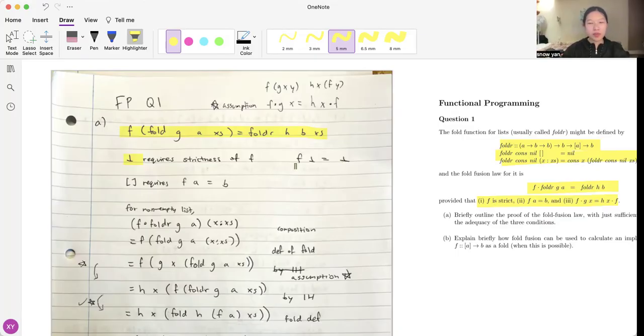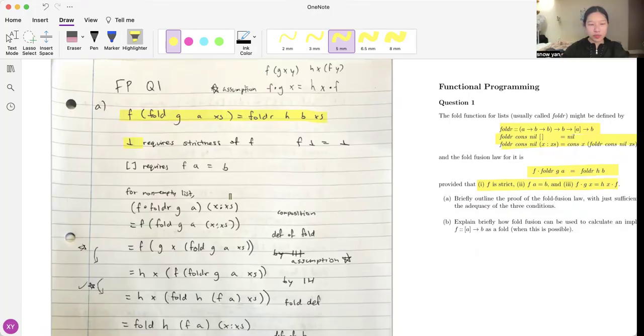And then the second case we would have is when the input is an empty list. In the case that it's an empty list, the fold g a xs turns into just a by the definition of fold. And then on the left-hand side, we just have f of a. And then on the right-hand side, it's just b. So f of a has to be b for the second condition.